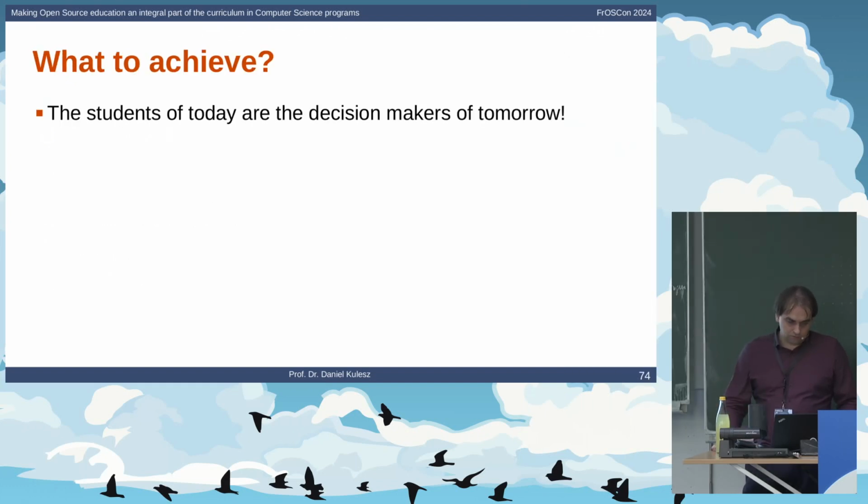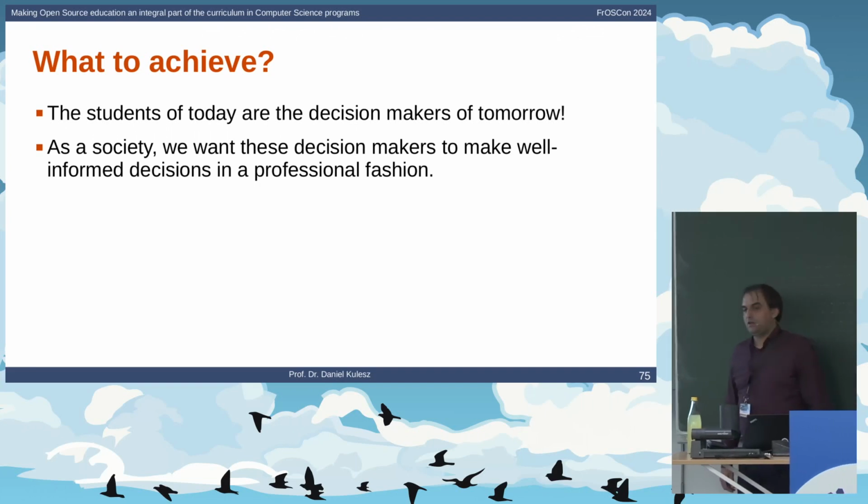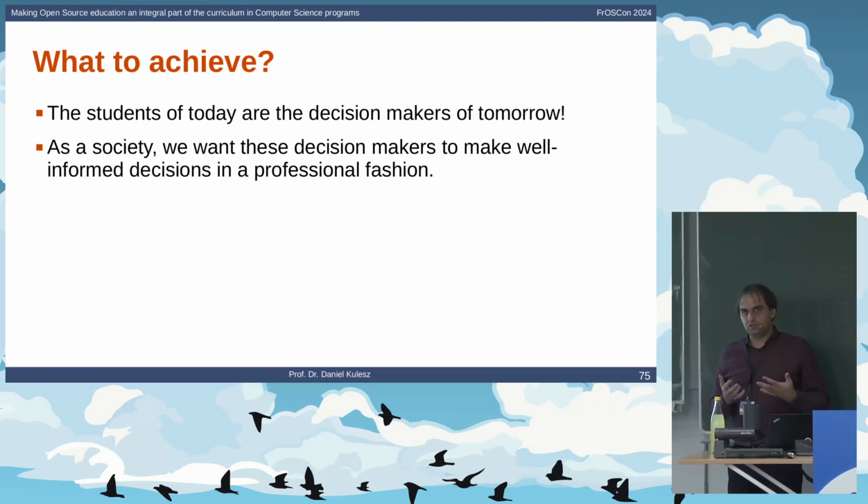And as I stated already in the abstract, the students of today are the decision makers of tomorrow. And we as a society, and especially the lecturers, I think we should have an interest in making sure that people who make decisions make them on a well-informed basis. So they really know what they talk about when they have to select a new software for doing this and that, and they have different offers, and now they want to evaluate them and so on. That they know all the facts that they need to make such an informed decision.